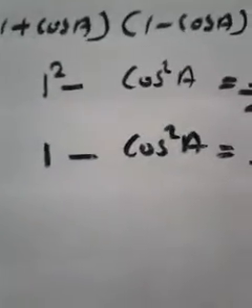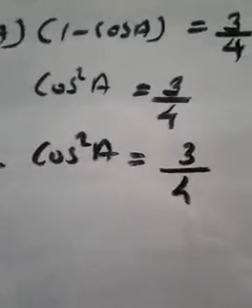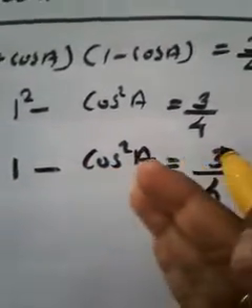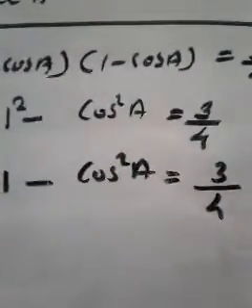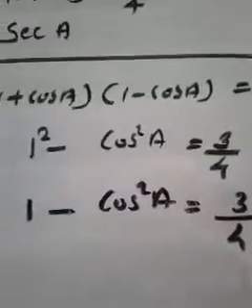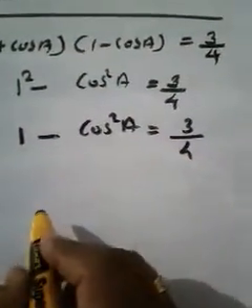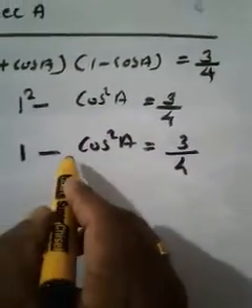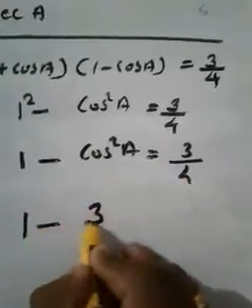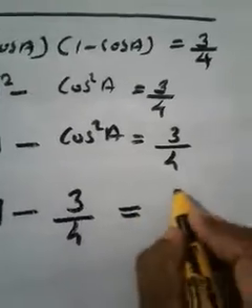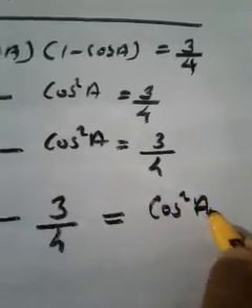So we have reached 1 minus cos square A is equal to 3 by 4. From this expression we can easily calculate the value of cos A. As I said, once you get the value of cos A, just take the inverse. From this expression, take minus cos square A to the right side and 3 by 4 to the left side. So it becomes 1 minus 3 by 4 is equal to, when you take minus cos square A to the right side, plus cos square A. You may have understood.